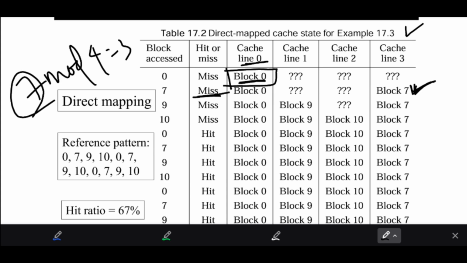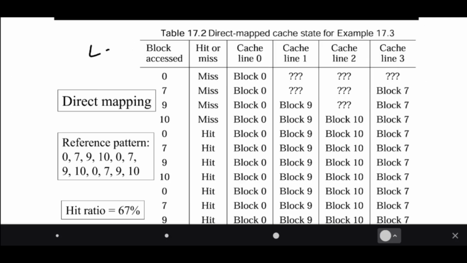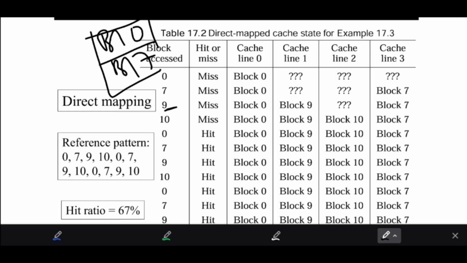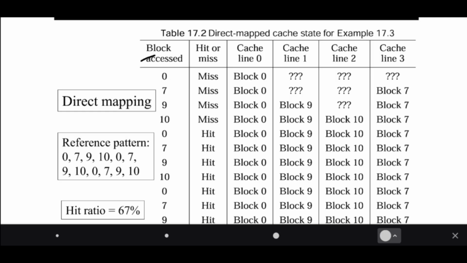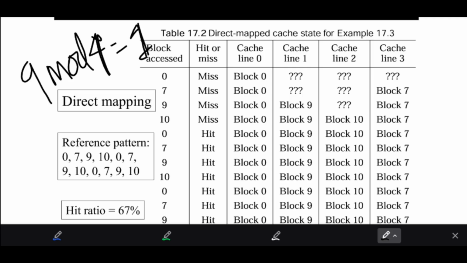You can understand this from the memory. Then let's move to some more examples. Here is our 9. There is only block 0 and block 7 inside the cache, and we are searching for block 9, which is not available. Then there is a miss, and block 9 will be mapped to 9 mod 4, which is 1. The first cache line will store the 9th block.